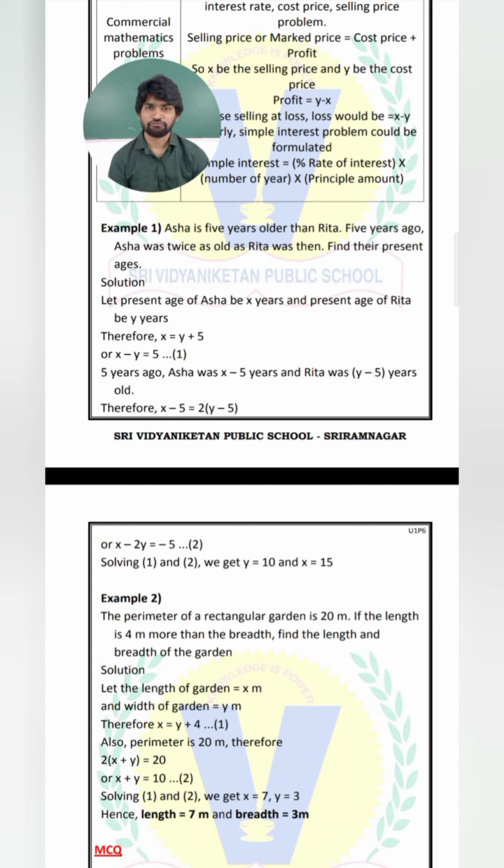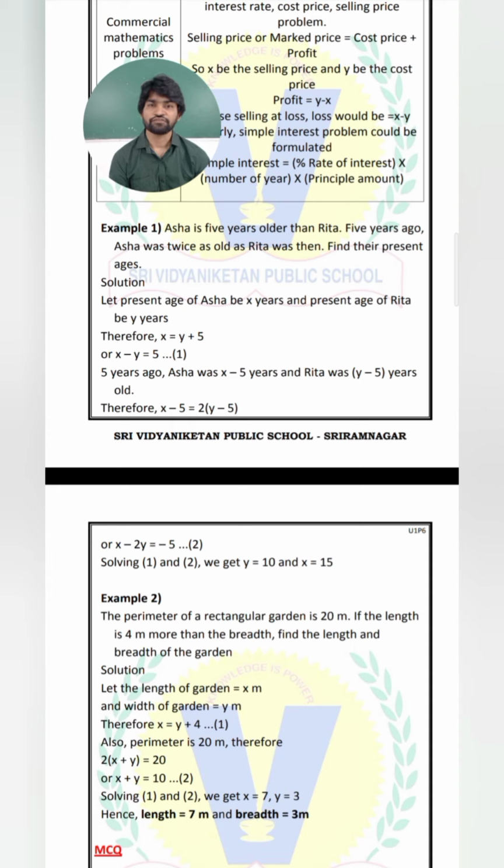Asha is 5 years older than Rita. 5 years ago, Asha was twice as old as Rita was then. Find the present ages. Now when we are assuming, we have to assume ages as present ages. Whom do we have here? Asha and Rita. You can assume Asha as x years and Rita as y years. Now what is the given data? How to write equations? We'll see.